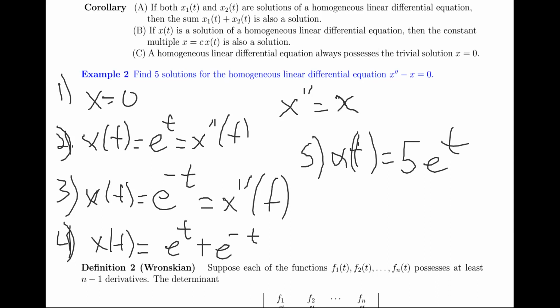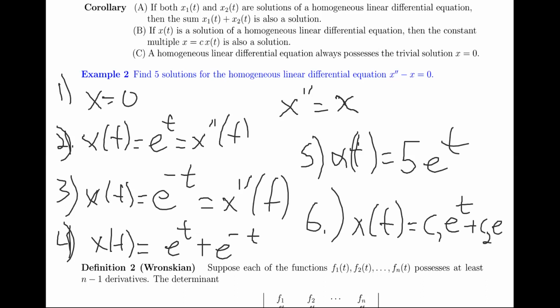And really, we could even make more solutions. We have infinitely many solutions. Our general solution to this problem will end up being c1 e to the t plus c2 e to the negative t. So any solution of this form will be a solution to this linear differential equation, x double prime minus x is equal to 0.